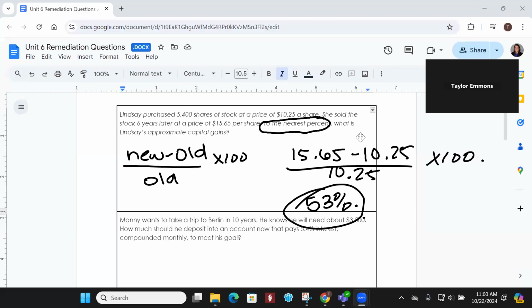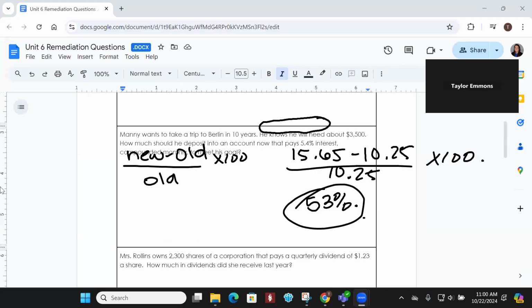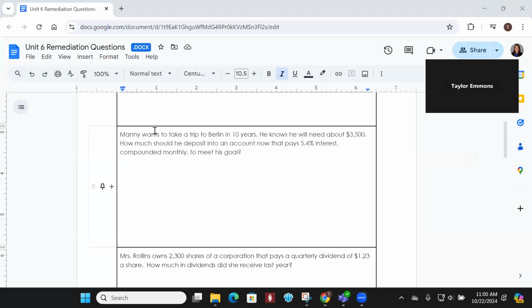All right, on the next one, let's read it together. So Manny wants to take a trip to Berlin in 10 years. He knows that it'll be about 3,500. How much should he deposit into an account? So how much should he deposit would be finding the principal or P value. So remember, your compound interest is this one.